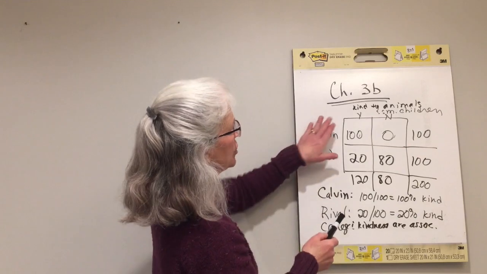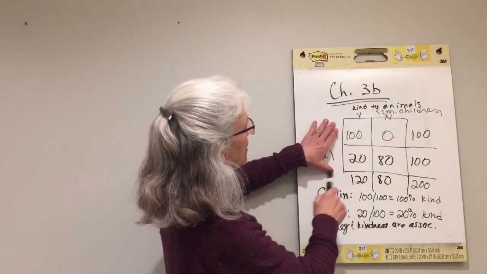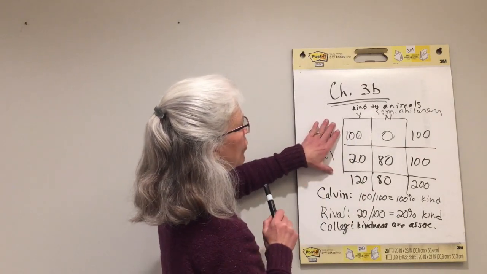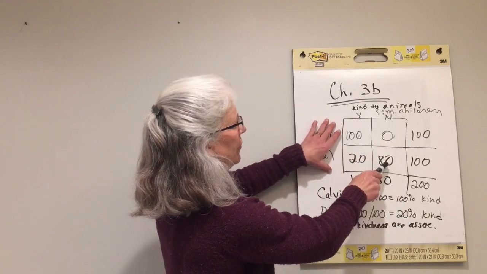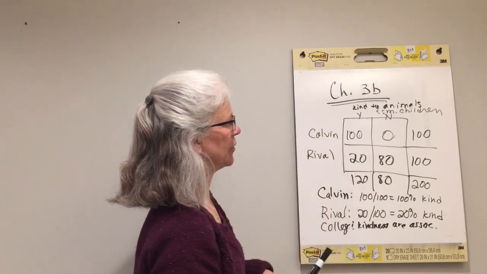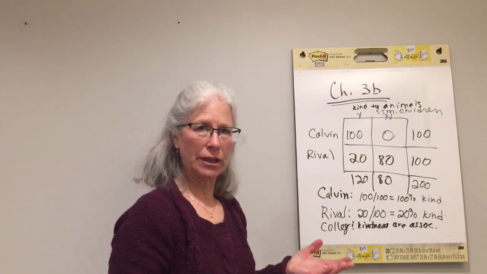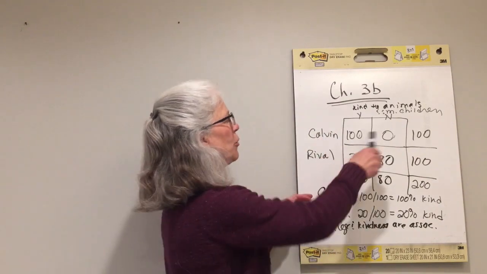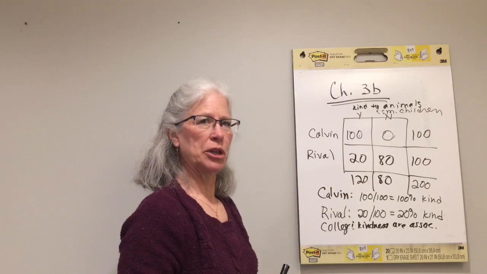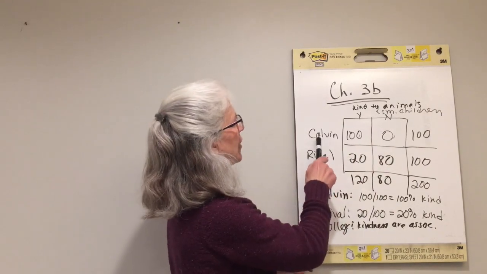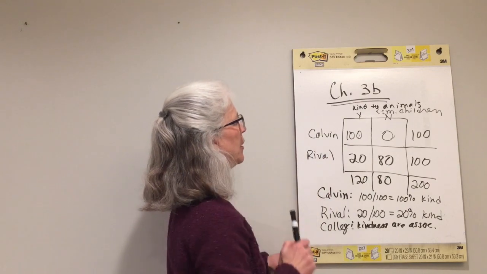We could have looked at this way too. Among students who are kind, 100 out of 120 came from Calvin. And among students who are not kind, all of them came from the rival college. And that would tell the same story, right? So usually either the row percents or column percents give you a good picture of the relationship. In this case, I thought the clearer picture was if we broke it up by college.